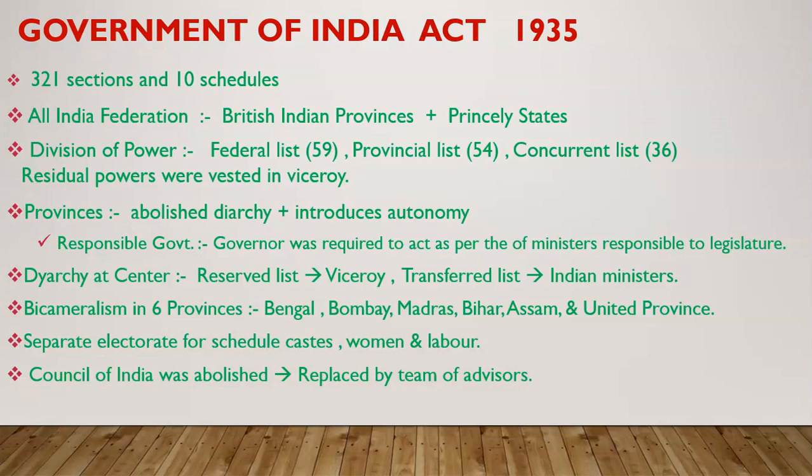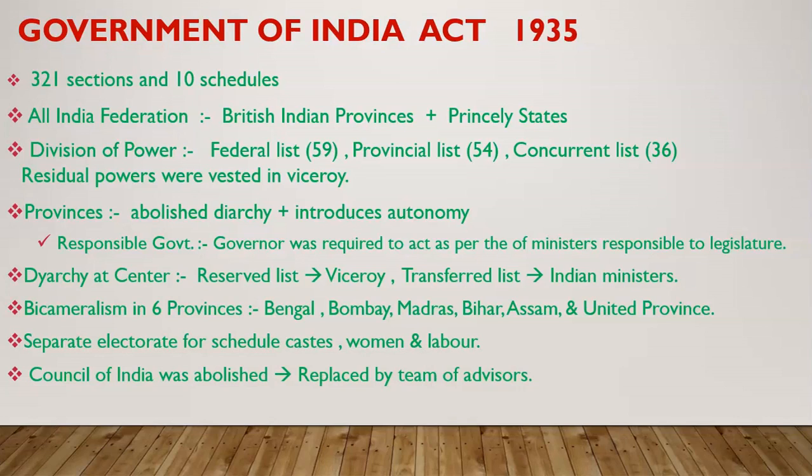autonomy was provided to the provinces. Now provinces had much autonomy. Why? Because earlier the practice was that the provinces were under the Governor General of India. The Governor of a Province was under the Governor General of India, and it was his duty to report to the Governor General. But now the Governor of a Province was no more under the Governor General of India; he was independent of the Governor General of India.